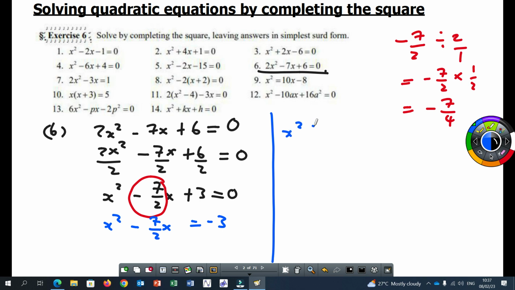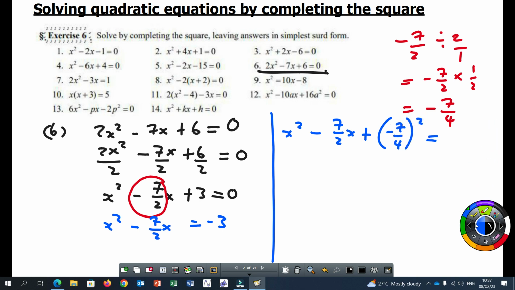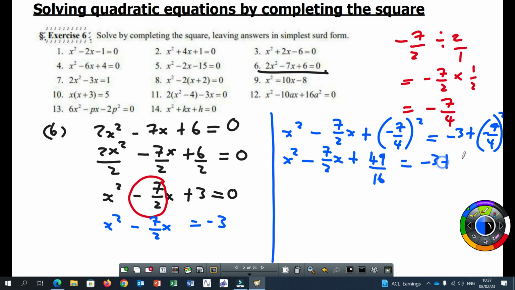Then we add the square of half of the coefficient of x. So we end up having x squared minus 7 over 2x plus minus 7 over 4 squared. Then we do the same on the right hand side, so that will be minus 3 plus minus 7 over 4 squared. Then this will become x squared minus 7 over 2x plus 49 over 16, and this will give us minus 3 plus 49 over 16.